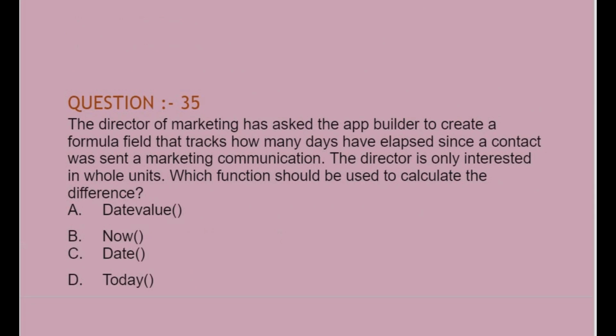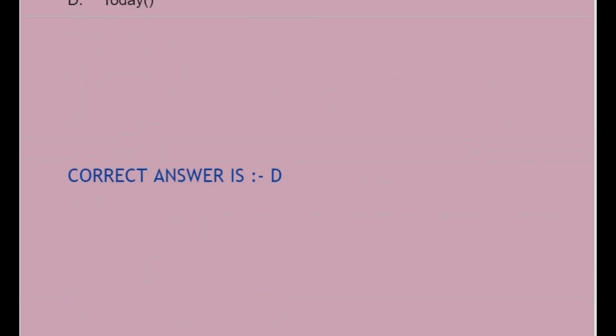Question is the director of marketing has asked the app builder to create a formula field that tracks how many days have elapsed since a contact was sent a marketing communication. The director is only interested in whole units. Which function should be used to calculate the difference? Option A, date value function. Option B, now function. Option C, date function. Option D, today function. Correct answer is option D.